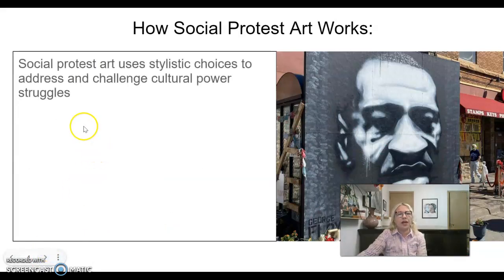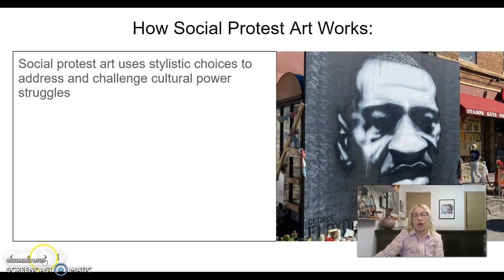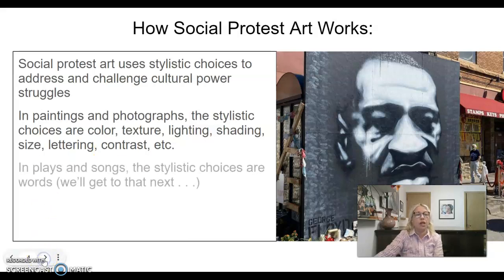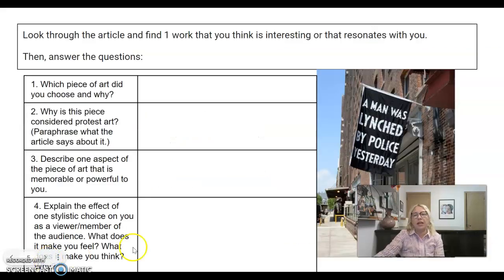So remember that social protest art uses stylistic choices to address and challenge cultural power struggles. What are stylistic choices? They are choices that the artist has regarding various things like color, texture, lighting, shading, size, lettering, contrast, all of the different things that you see when you look at a piece of art. In plays and songs, the stylistic choices are a little bit different, but we'll get to that in the 3rd video for this lesson.